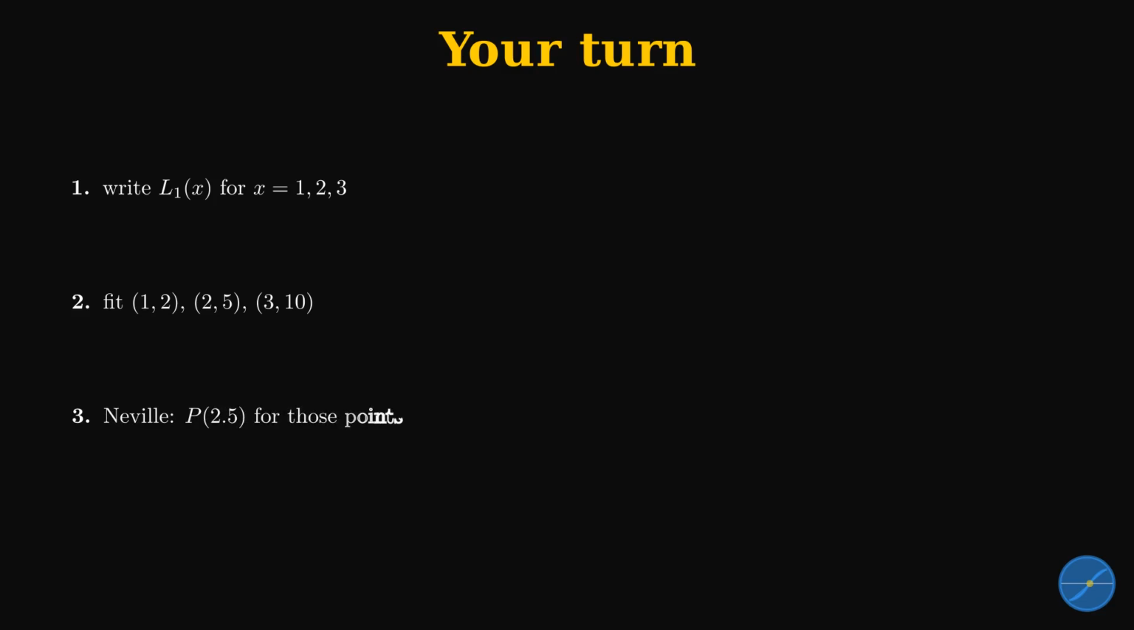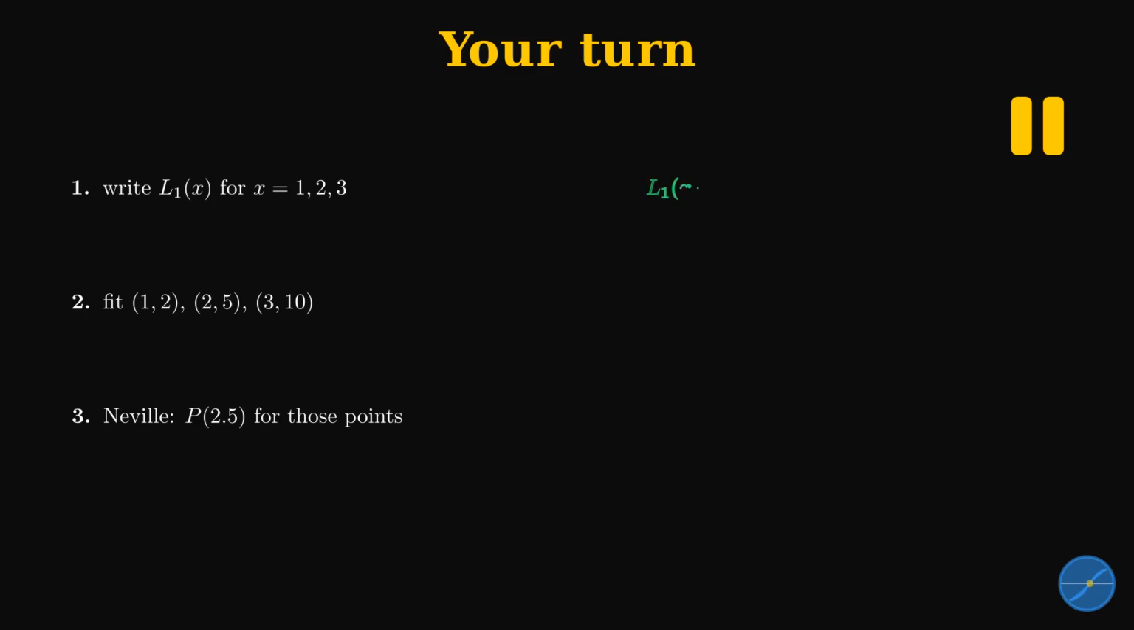3 to try. 1 for each idea we built. Pause whenever you want. 1. Write the cardinal block L1 for the nodes x equals 1, 2 and 3. 2. Build the interpolating polynomial through the points 1, 2, 2, 5 and 3, 10. 3. With Neville, find the value p at 2.5 for that same data. Pause here, work all three, then check yourself.